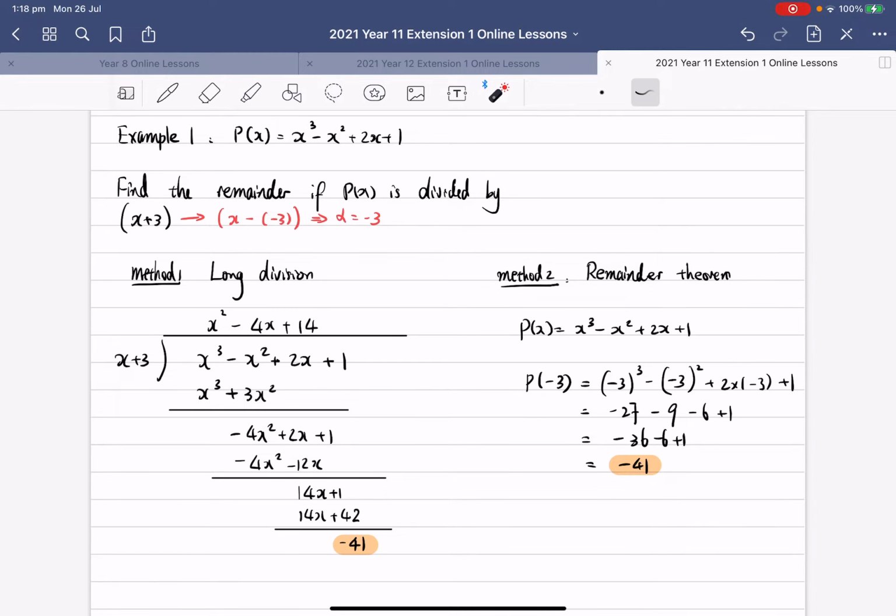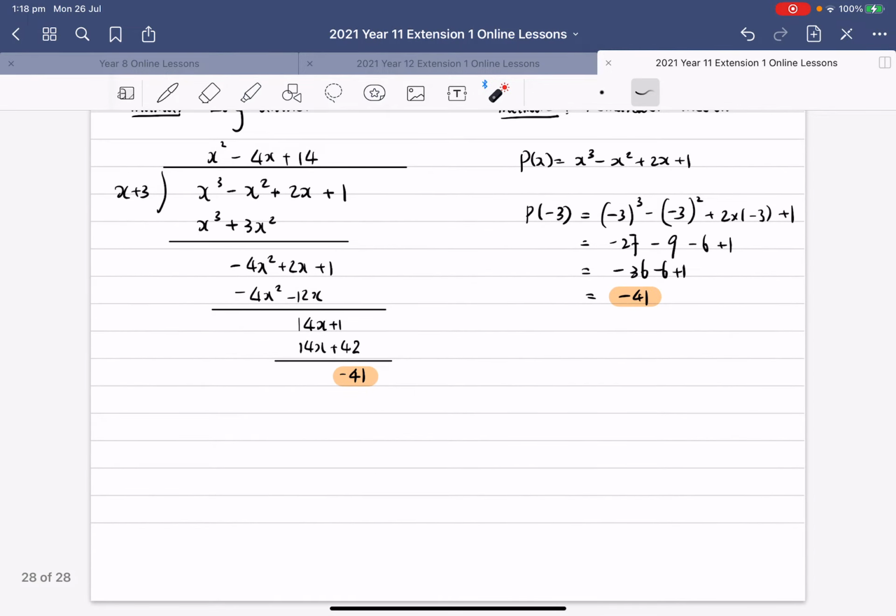Now the question is why and how this works. What's the reason behind it? I'd like to show you the proof, like why the remainder theorem just works. It just magically works: if you substitute x equals alpha inside, you get the answer. What is the reason behind it? The proof is actually pretty easy.